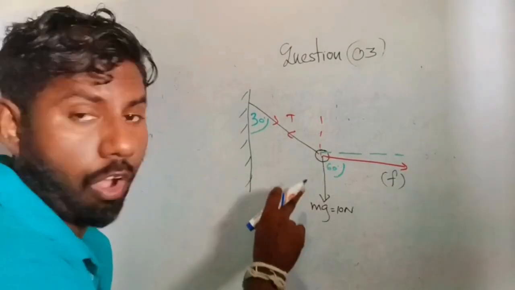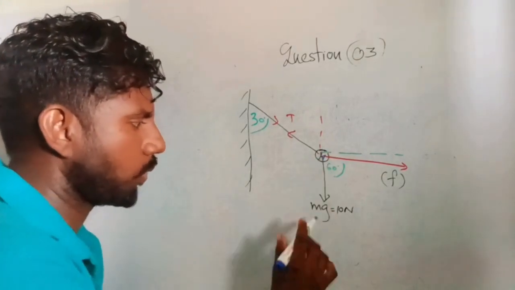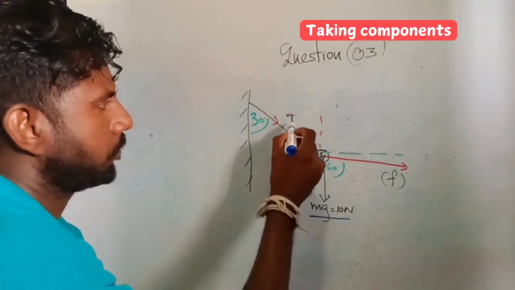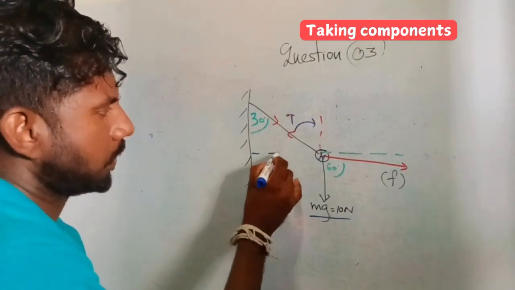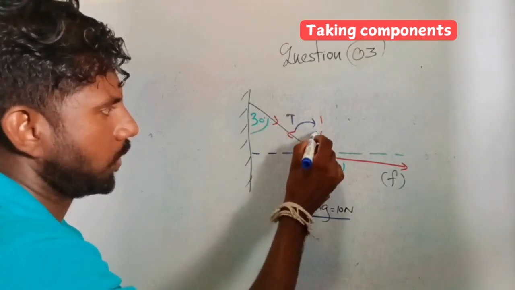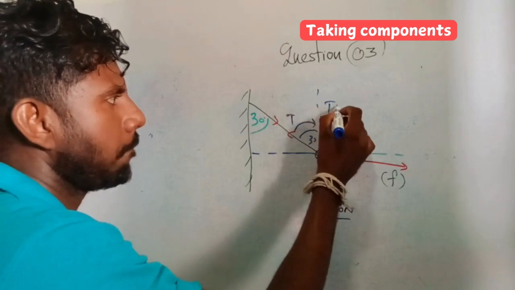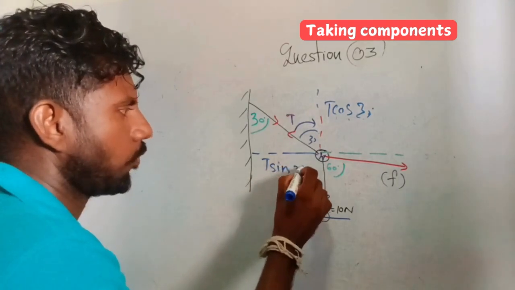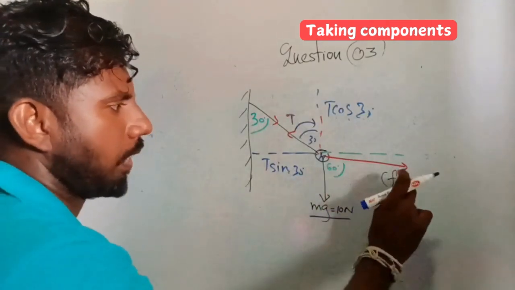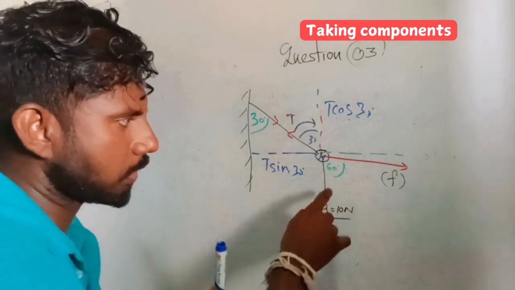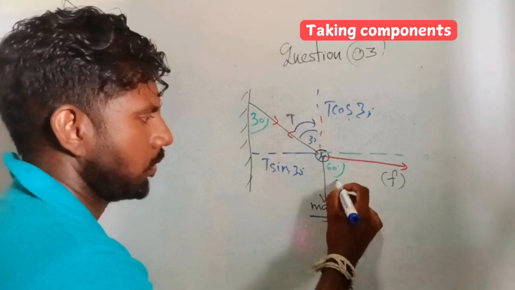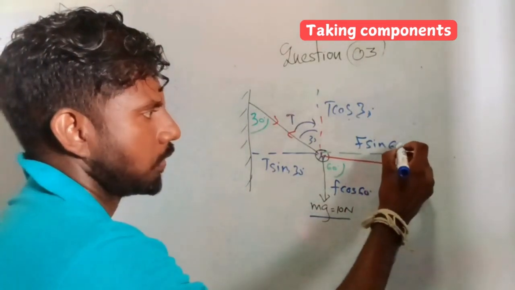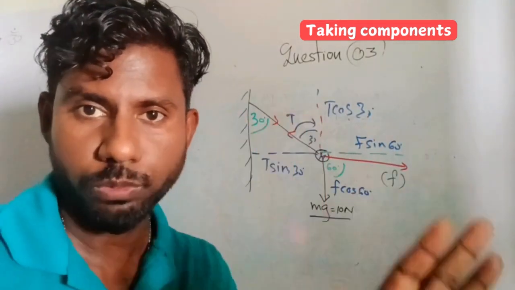For the equilibrium of this 1 kilogram object, downwards we have mg, 10 Newton. What are the upward forces we have? From T, we get T cos theta in this direction, let's say here also 30. So in this direction we get T cos 30, and in this direction T sin 30. So we have taken the components, we have resolved it. And F, of course, we need to resolve: in this direction we get F cos 60, and in this direction F sin 60. So we have resolved the force.